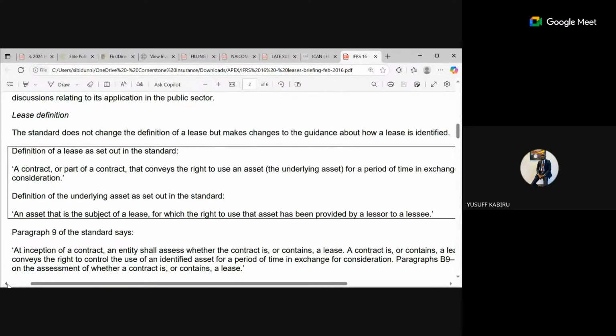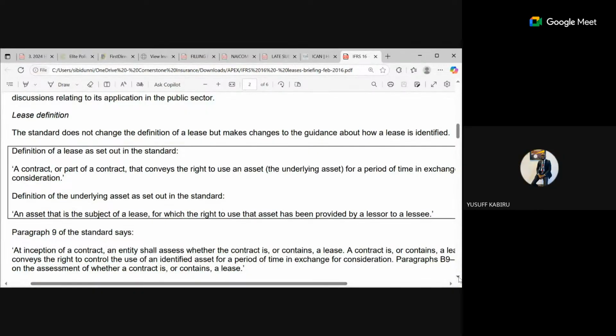So the definition of the underlying asset is set out in the standard now. An asset that is the subject of a lease, for which the right to use that asset has been provided by a lessor to a lessee. Who is a lessor? Who can help us? Who is a lessor? The owner of the asset. The one who is leasing it out to somebody. Yes, you are right. Who is a lessee? The one paying the money. The person that wants to rent the asset. The one who has the right to use it. The person the asset is leased to.